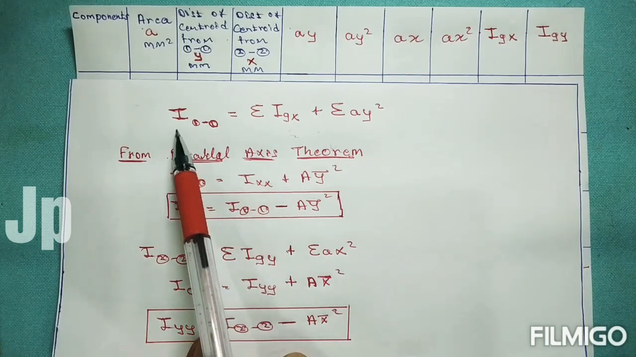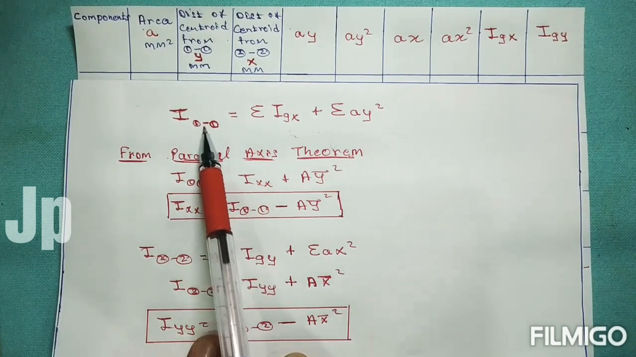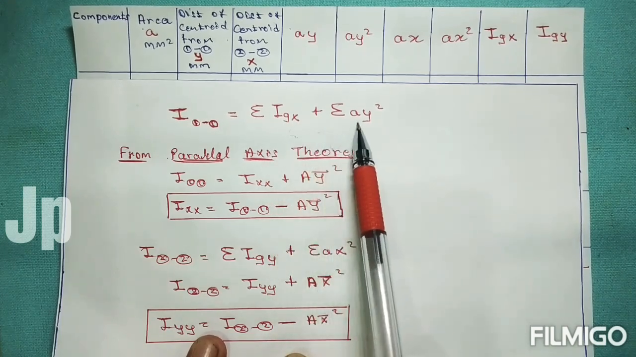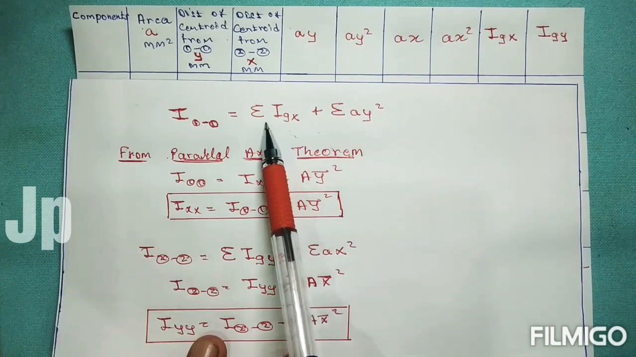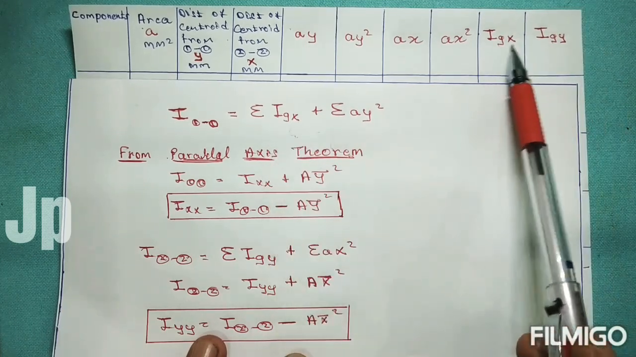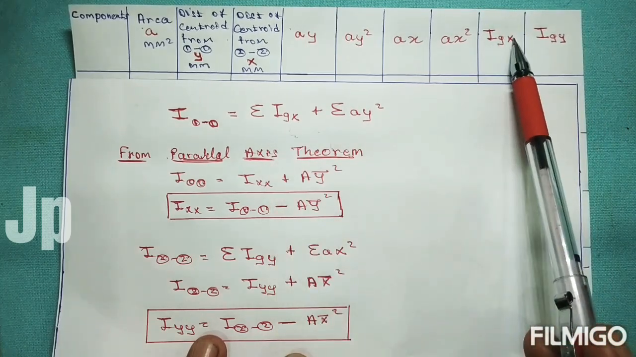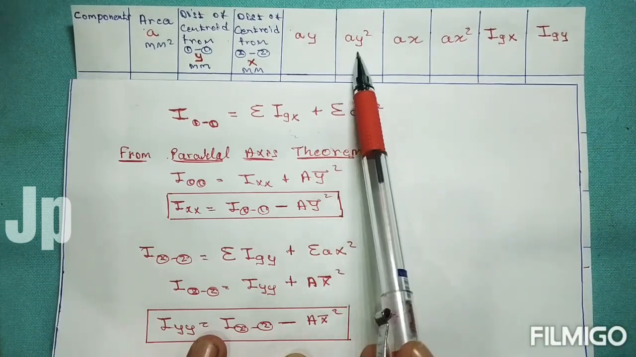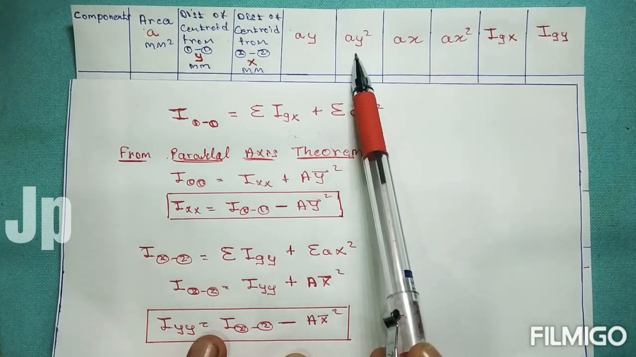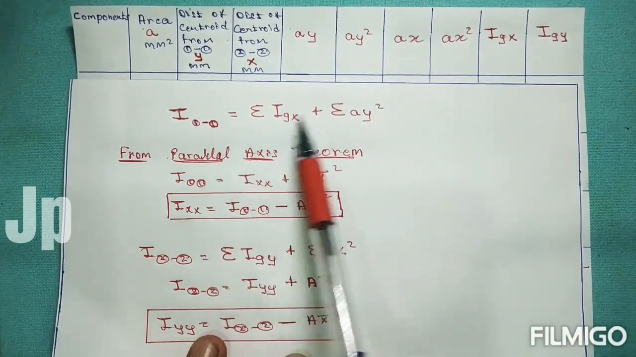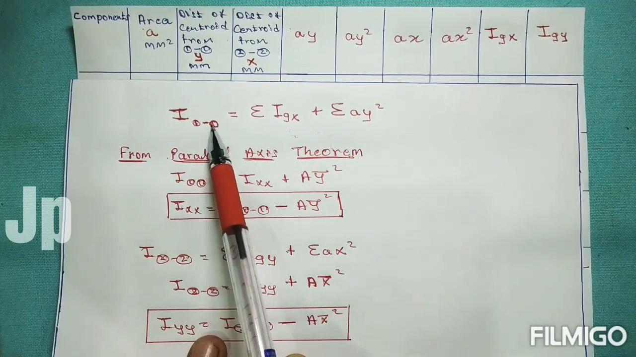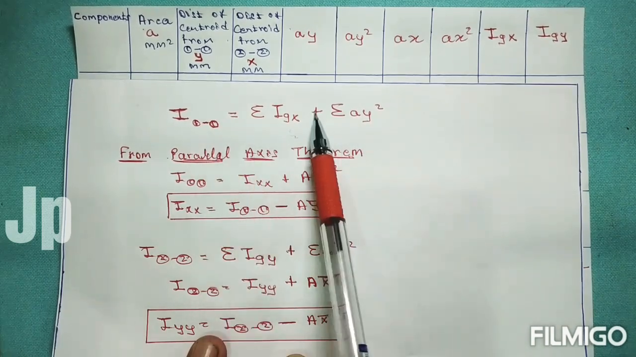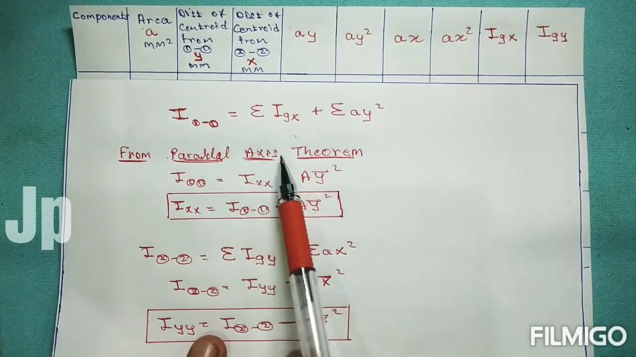For that, the formula: the moment of inertia about 1-1 will be the summation of Igx plus the summation of Ay square. The summation of Igx means this column, plus the summation of Ay square, this column. While adding these two, you will get the moment of inertia along the reference axis 1-1. With respect to this, let's see how to find the moment of inertia of the whole section.